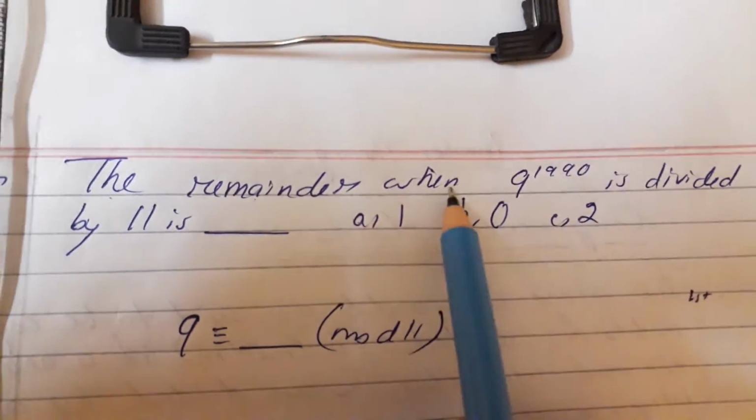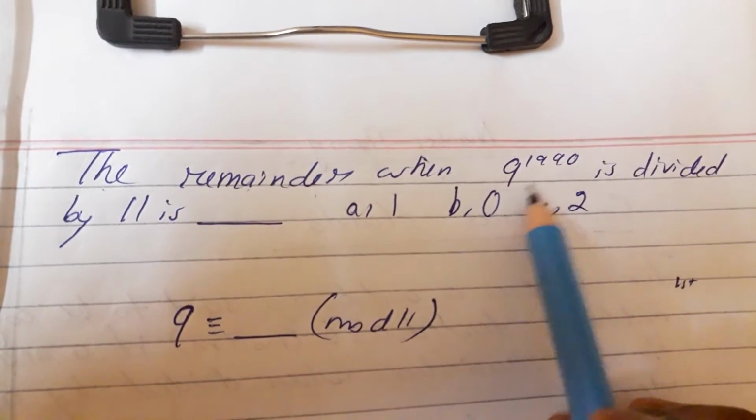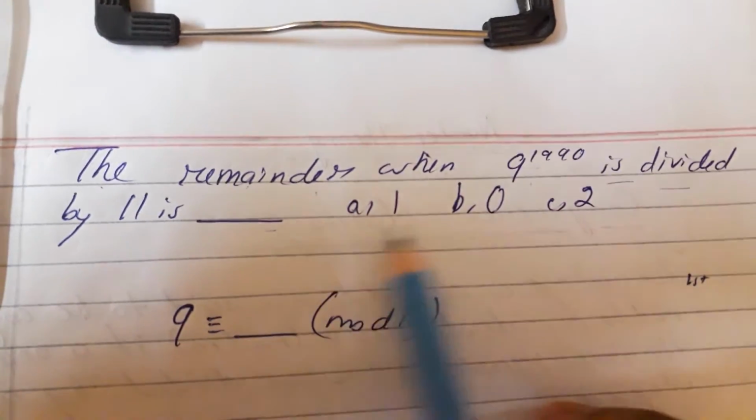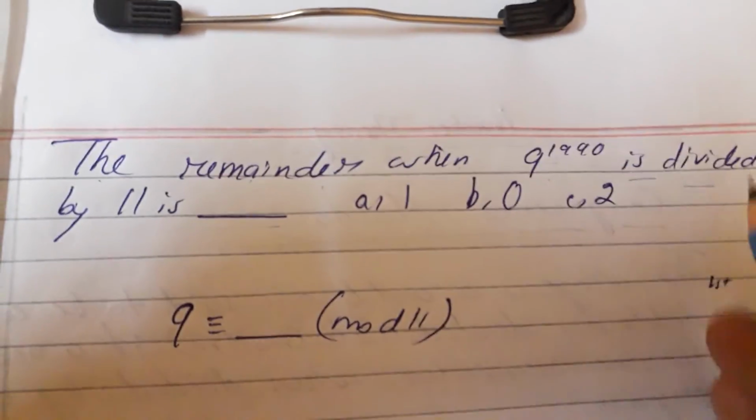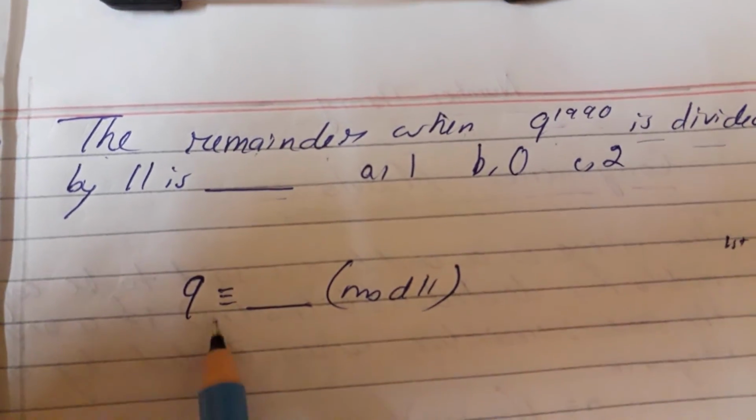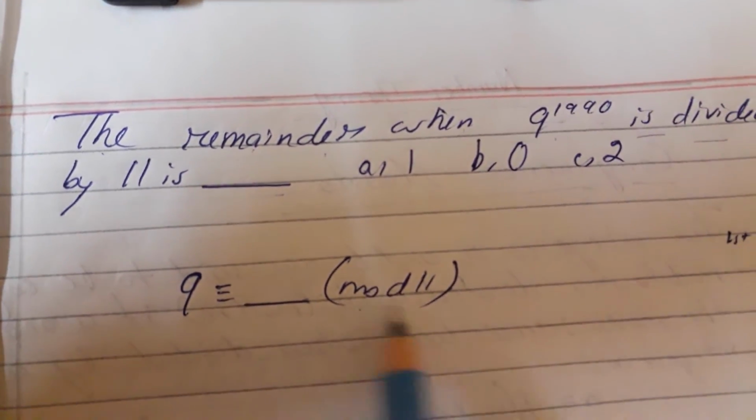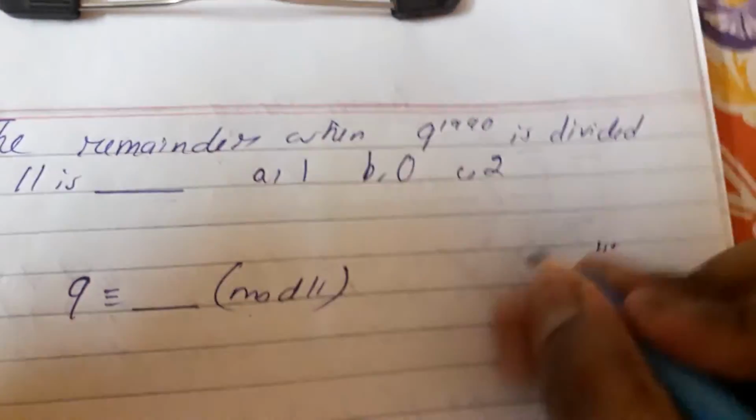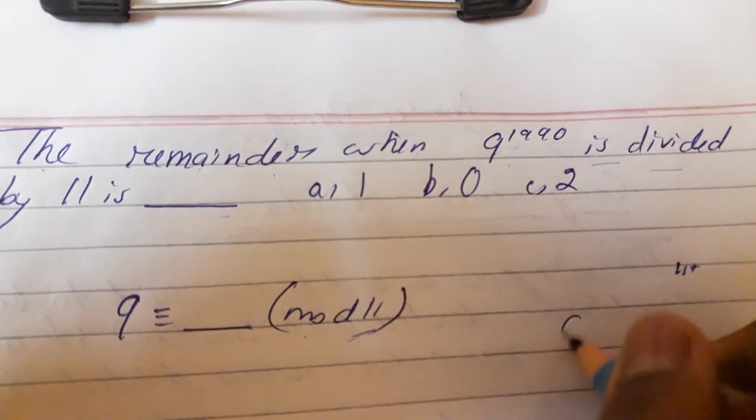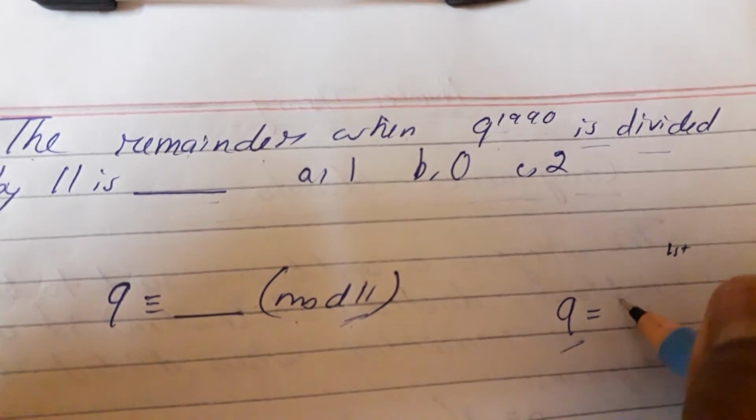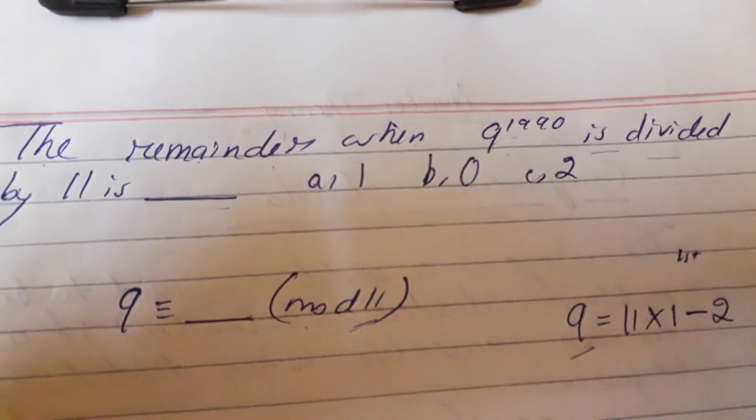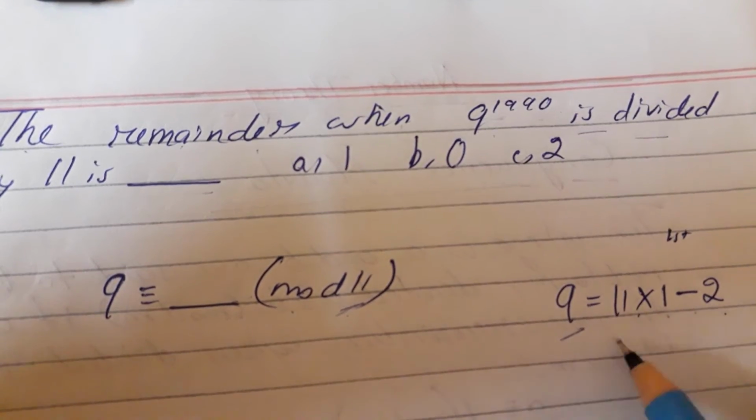Now see, you have to find the remainder when 9 to the power 1990 is divided by 11. The options given are 0, 1 and 2. Okay, so in the first case you have to write in this way. Forget about the exponential power, only write 9. So 9 congruent to dash modulo 11. So in this case you can write, see the difference here, the divisor is 11. So we'll get 9, this is the dividend, and the divisor is 11 into 1 minus 2, isn't it? See, 11 into 1 minus 2 will get 9.